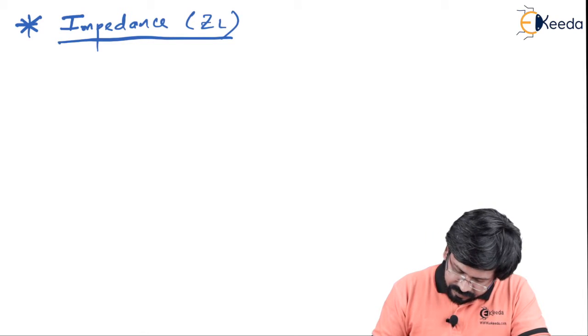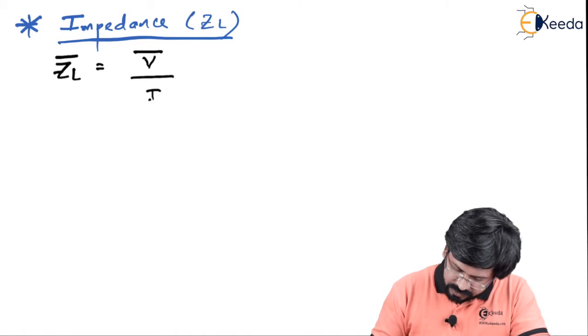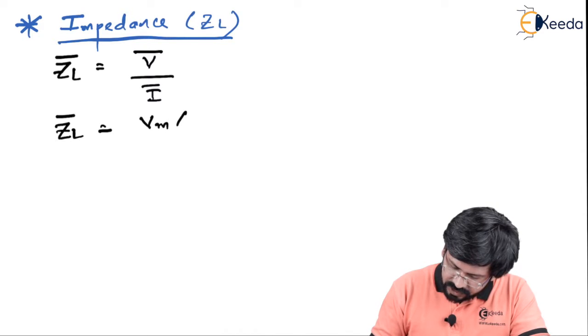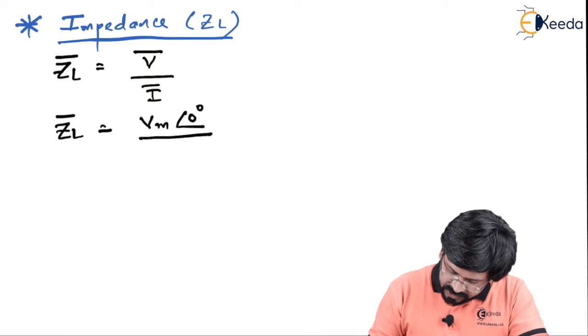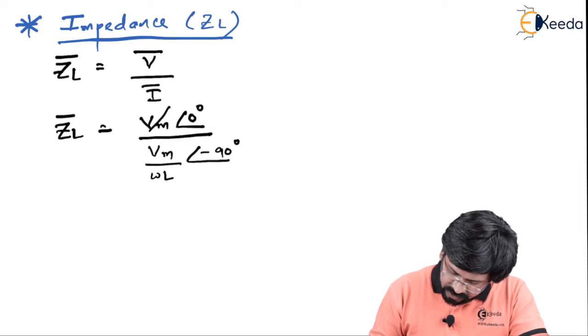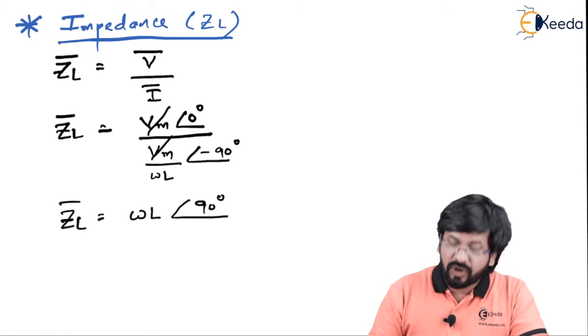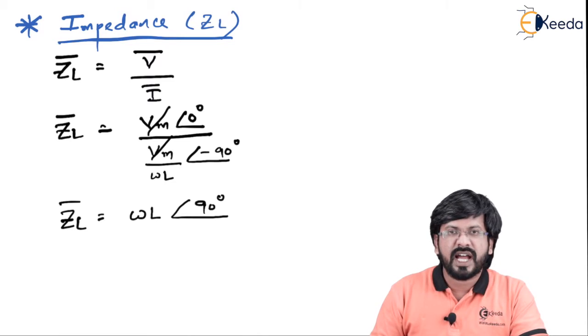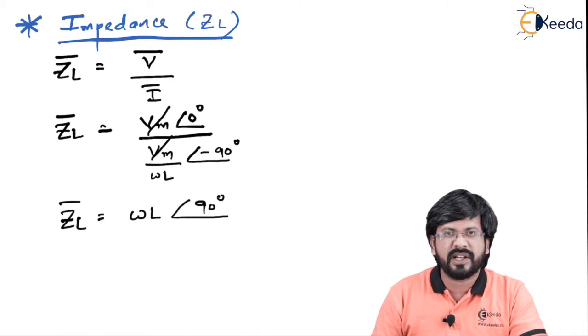So ZL vector is nothing but V vector upon I vector. We can substitute values as V vector as Vm at an angle of 0 degree divided by I vector as Vm upon omega L at an angle of minus 90 degree. I can cancel Vm and Vm here, so ZL vector is simply omega L at an angle of positive 90 degree. Because in polar form, in division angle gets subtracted, so it is 0 minus of minus 90 becomes positive 90.